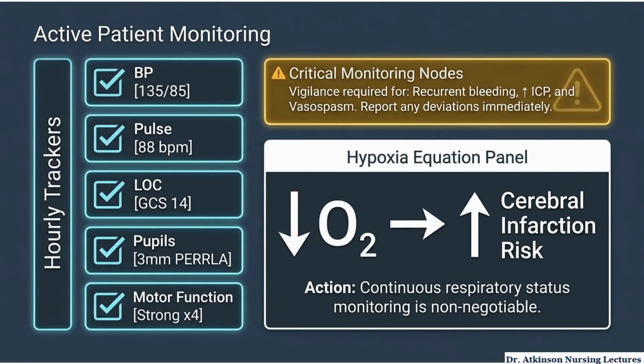The other big concept here is oxygenation. Hypoxia increases cerebral injury risk. If oxygen delivery drops, the brain becomes even more vulnerable to infarction and secondary damage. That is why respiratory monitoring is so important. Airway protection, oxygen saturation, breathing pattern, and respiratory effort are not secondary concerns in neuro patients. They are directly connected to brain survival.